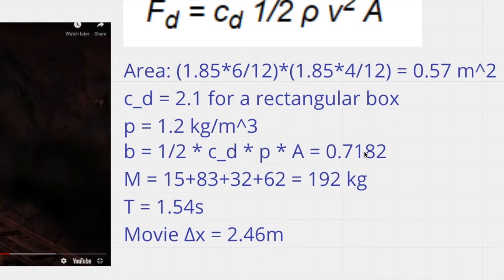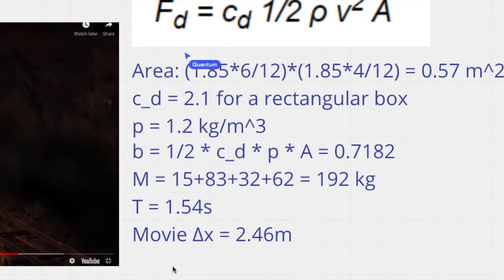And the time it takes is going to be 154 seconds, which is found by seeing how many frames it took and dividing that by 24. And the movie's traveled distance is 2.46 meters, as we established before.